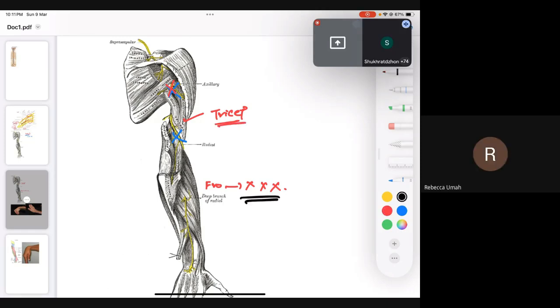Correct. For example, if you have damage of the radial nerve in the radial groove, then the tricep is going to be spared, with no problems of your tricep muscle. That's obvious. That makes sense.